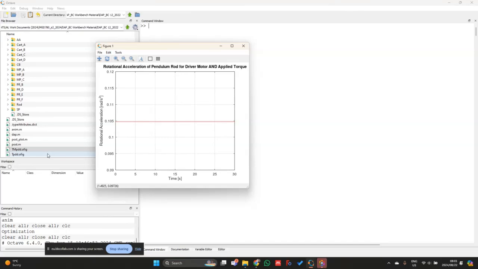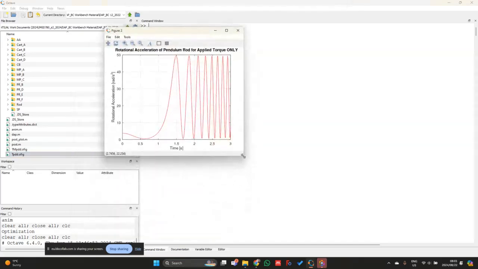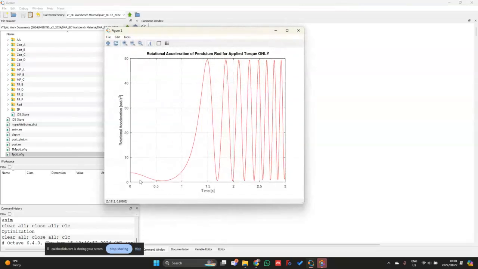However, if we just run it for the torque case, and this is now figure 2, then you'll see that instead of just getting a constant rotational acceleration, now we have this oscillatory acceleration over here, with the frequency increasing and the period decreasing. And this is now indicative of what the torque actually does. And we know that the effect of gravity is also going to affect this curve that we have over here.